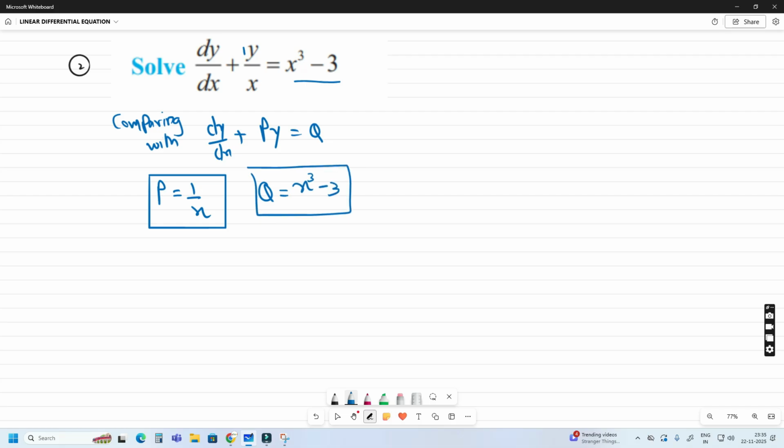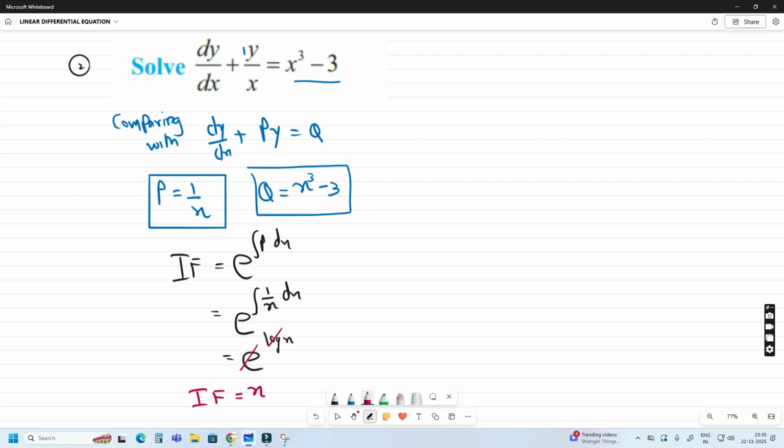Now we move on to the next step, to find out if. if का formula you know that e raised to integration of p dx. So this will be e raised to integration of p. p की जगह पे आपको लिखना है 1 upon x, and as you know integration of 1 upon x is log x. Okay, and one more rule is that exponential and log function will get cancelled, so you get the if का value as x. e और log cancel हो जाएगा, if will be x.